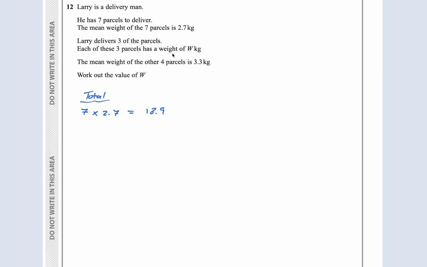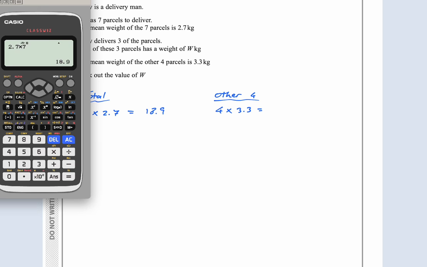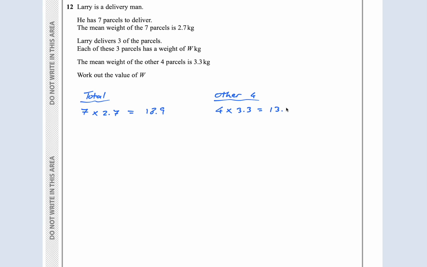Okay, this I don't know. The 4 parcels, let's call them the other 4. Their total is 4 times 3.3. So 3.3 times 4 is 13.2. Okay, so that means the 3 parcels, let's call them the 3, must weigh 18.9, the total, minus the weight of the other 4, if that makes sense. So 18.9 minus 13.2, that's 5.7. You can use your calculator, obviously.